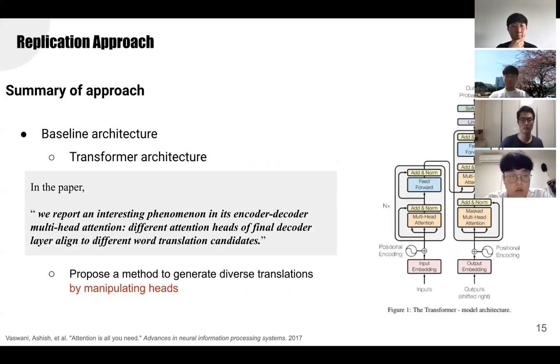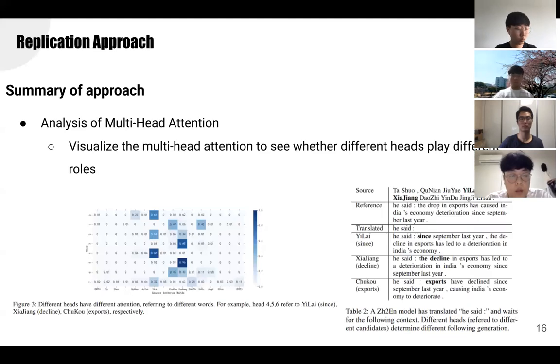And from now on, we will describe the summary of the approach, and our baseline is mainly based on the transformer architecture. In the paper, they said in multi-head attention, different heads are aligned to different word translation candidates. So they proposed a method to generate diverse translation only by manipulating heads. First, to verify their hypothesis that each head plays different roles, they visualize the multi-head attention. As you can see in the left figure, each head has different attention that is referring to different words. And the right figure is an example of generated translation depending on different heads.